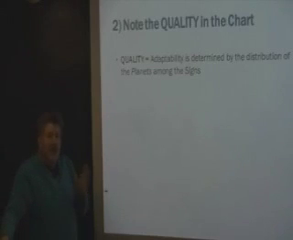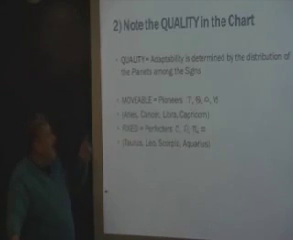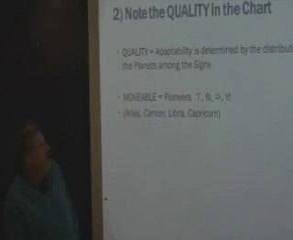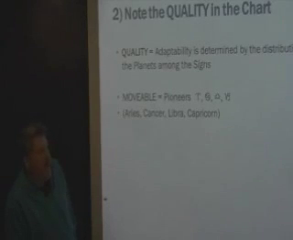So we look at signs to determine their quality. The movable signs, which are Aries, Cancer, Libra, and Capricorn, tend towards being pioneers. So we think of them as being each of these elements, fire, water, air, and earth, in a very high state of molecular activity.